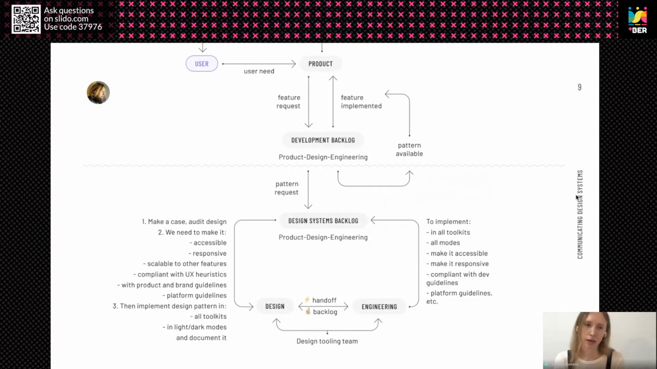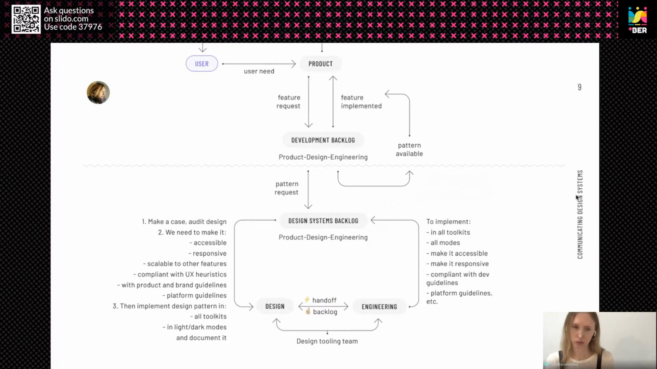And then design has to make a case, audit design. We need to make it accessible, responsive, scalable to other features, compliant with UX heuristics, with product and brand guidelines, platform guidelines, then implement the design pattern in all toolkits, in light and dark modes, and document it. And this is just a part of design.